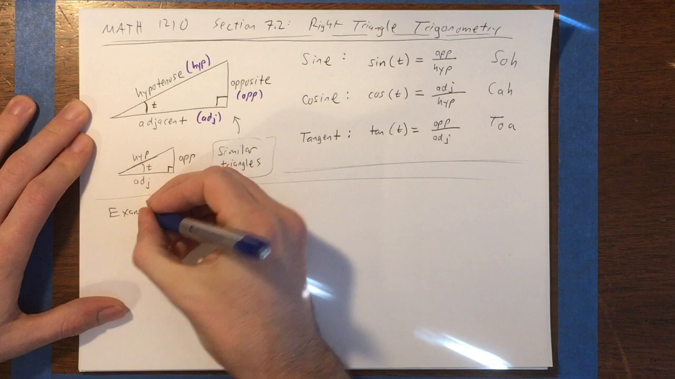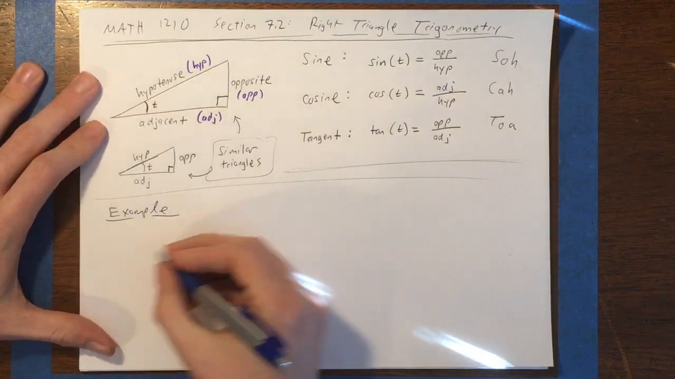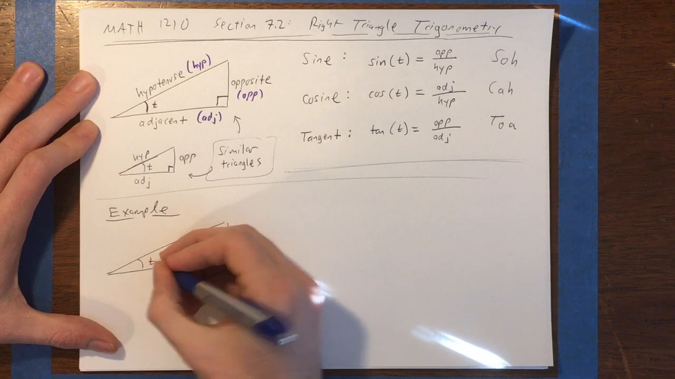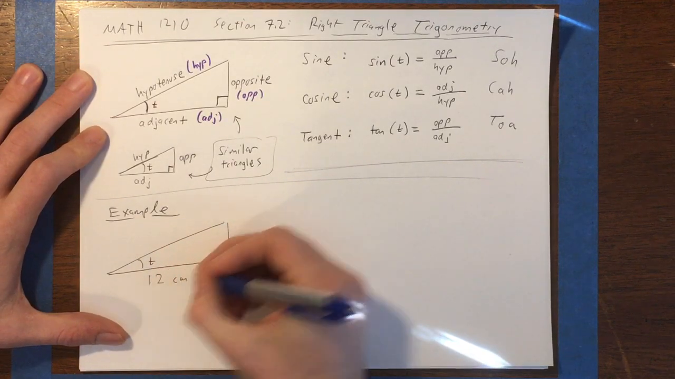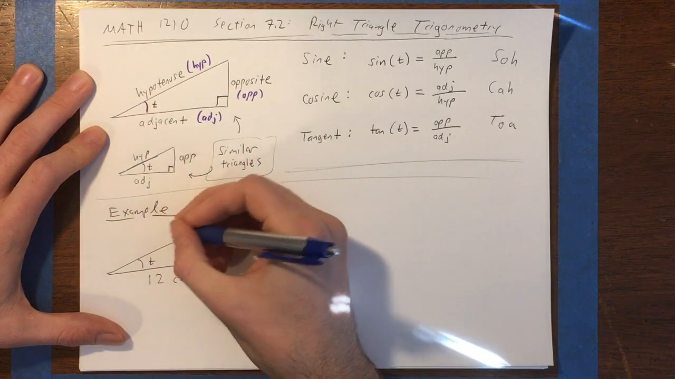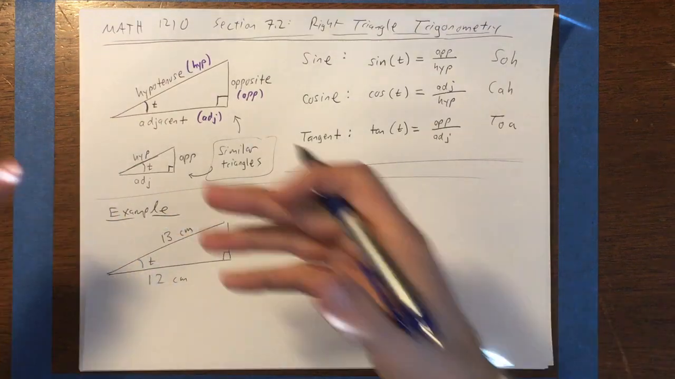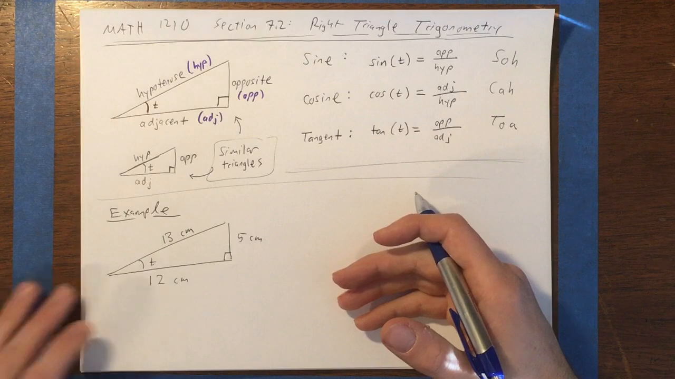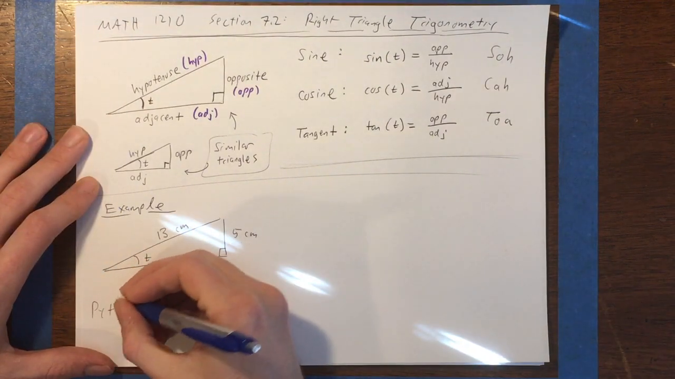Let's look at an example where we're going to calculate the values of these three functions for a particular triangle. Here's a triangle, a right triangle, and here's our t again. Let's say in this case, the sides of the triangle are 12 centimeters, 5 centimeters, and 13 centimeters. I can't just randomly write down different numbers here, okay? I can't just randomly write down numbers for the three sides because it has to satisfy the Pythagorean theorem.